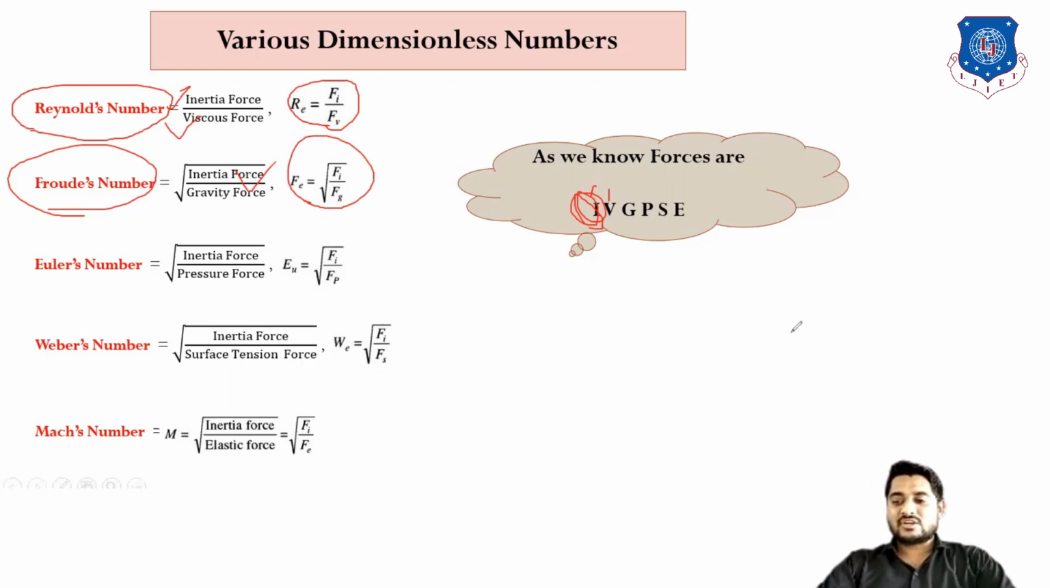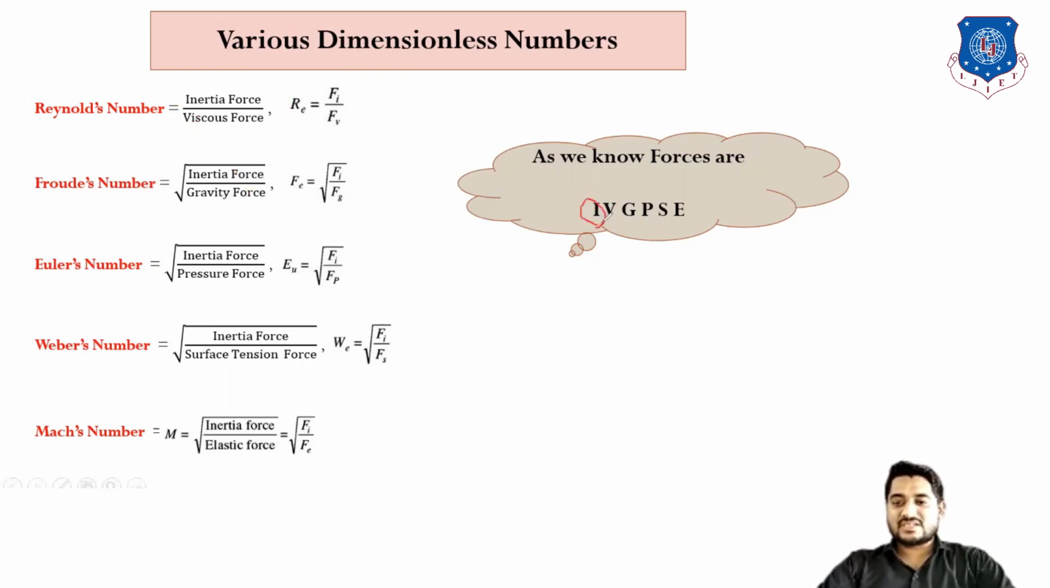Next one is Euler number. First inertia remains constant, so inertia divided by pressure force, that is known as Euler number. Fourth one is Weber number. For Weber number, first divided by fifth, inertia force divided by surface tension force. And for the last, Mach number, you have to divide inertia force by the elastic force. Clear? So if you remember these forces in sequence, you can easily remember the various types of numbers. So for Reynolds number, first force divided by second.